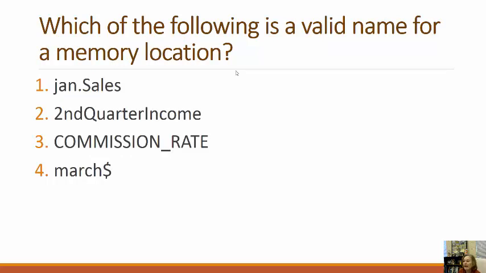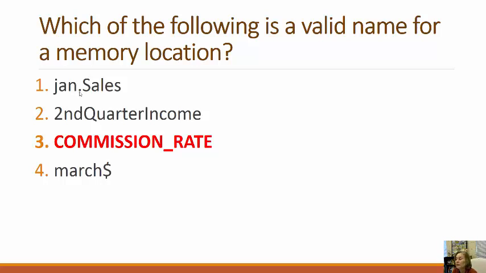Which of the following is a valid name for a memory location? Number 1 is jan.sales. 2 is 2 as in second quarter income. 3 is commission rate. And the 4th one is March with a dollar sign. So remember your rules, look back at the rules, and then you would discover that commission rate is the only valid name for a memory location.